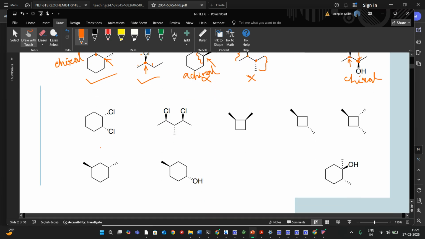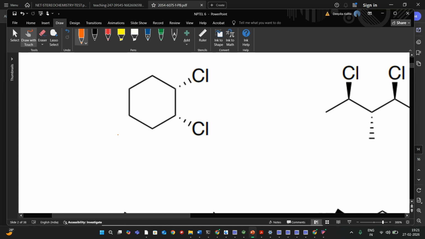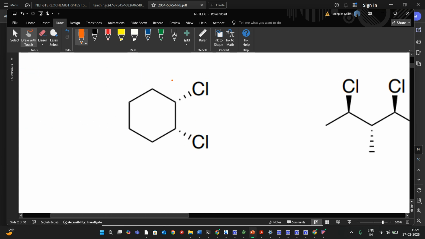Now, let us move to the next molecule, which is 1,2-dichlorocyclohexane. So here we have two asymmetric carbon centers, okay, because both these centers are linked to one chloro substituent. One will be hydrogen, one alkyl chain, and the next one is also an alkyl chain, which is chloro substituted at the alpha position. So these two are going to be the asymmetric carbon centers present.